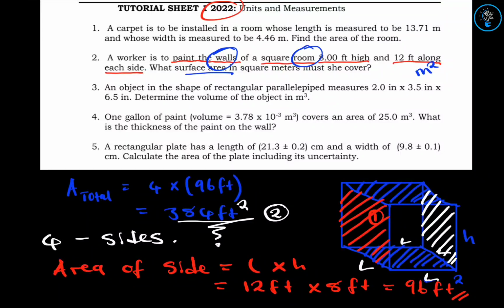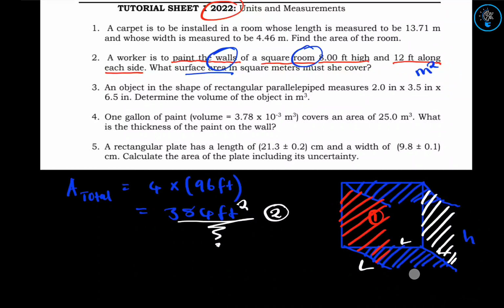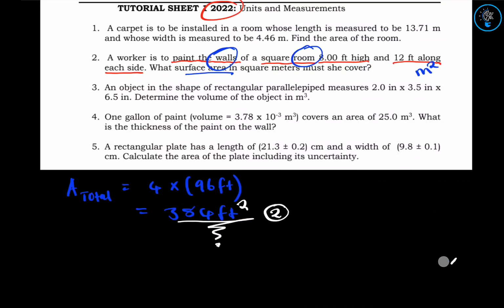We are told that the units must be in what? Meter squared. So let's finish up the question by finding the solution in its right units. So now let's convert this one into meter squared. To convert this, we're going to use the chain link approach, chain link method. If you don't know this one, you can check out the video. I've made a separate video just on this one.